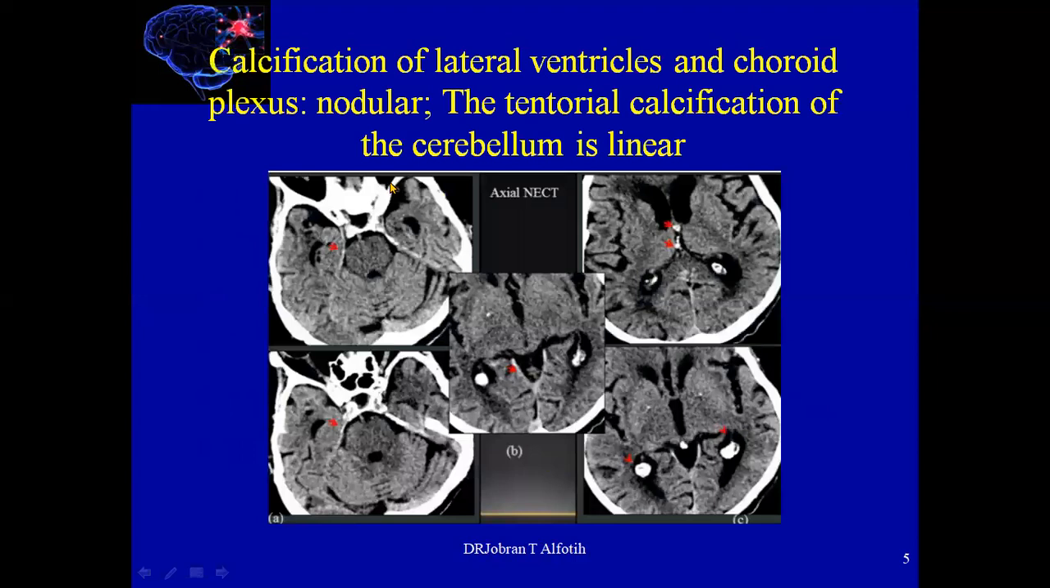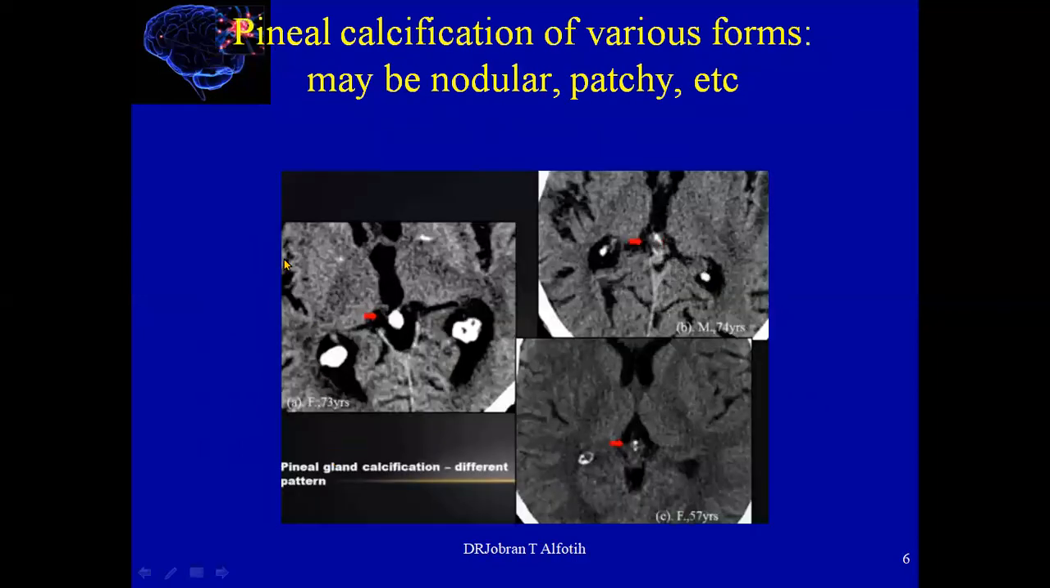As we see here in the CT, firstly, here the tentorium has been calcified in a linear calcification. And here are the third ventricle and the pineal gland, and the choroid plexus also had been calcified here. Here also the choroid plexus. And here the tentorium has been calcified.